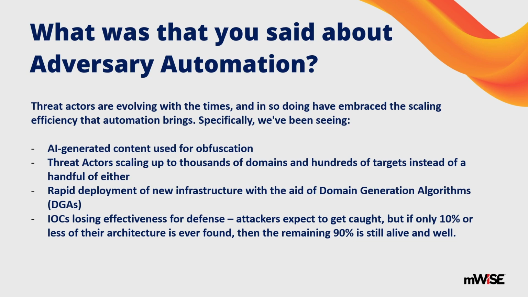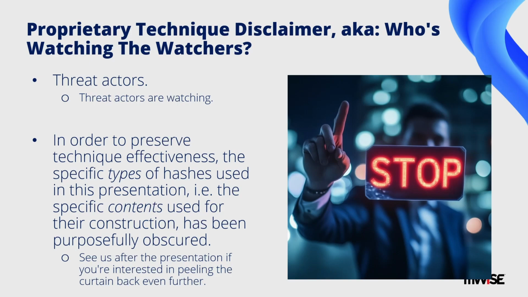Now, those three things are what are contributing to IOCs losing their effectiveness for defense. Attackers still expect to get caught, right? They're going to get caught. If 4 or 5 pieces of their infrastructure get put out in a report, then those are now disposable. They can throw them out. But if they've already planned for that, then the other 400 or 500 pieces of their infrastructure are still able to be used for attacks. And that's what we're going to explore how to capture today.